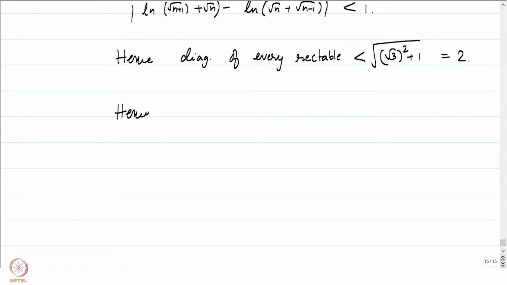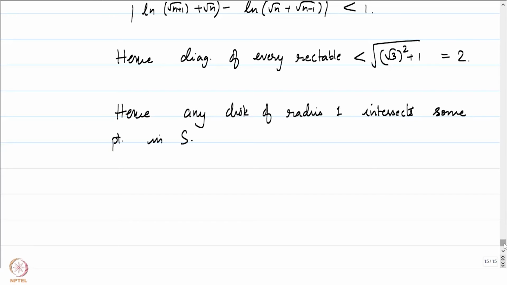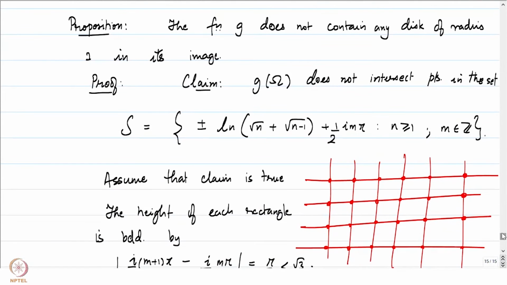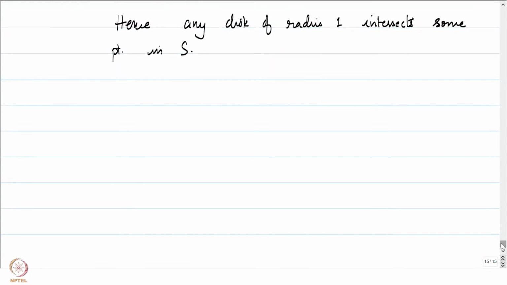Hence, any disk of radius 1 intersects some point in S. So if we prove indeed that g of omega does not intersect this set S, we are done. We have our result. So let's now try to see what happens if g of omega does intersect.